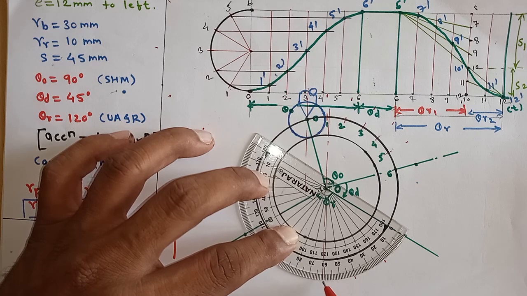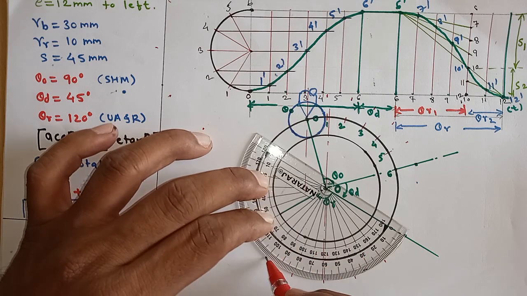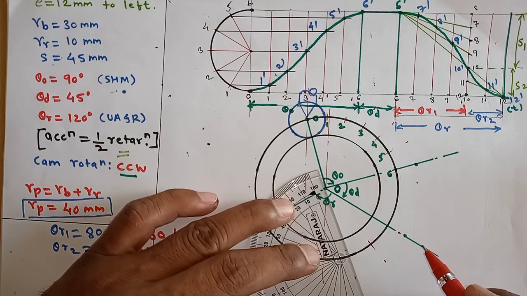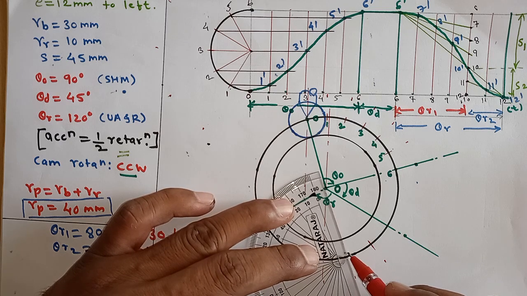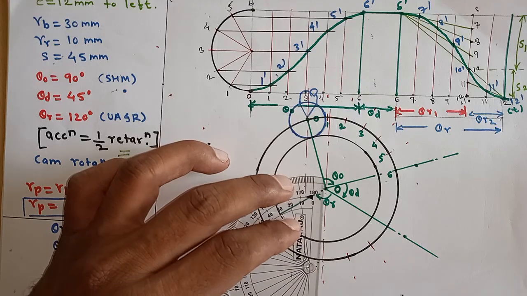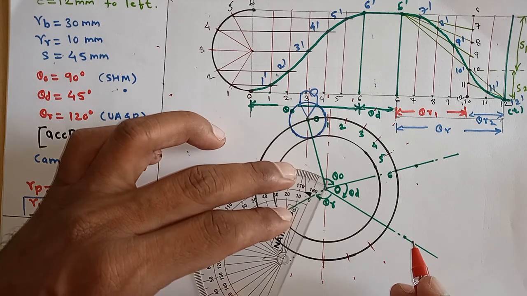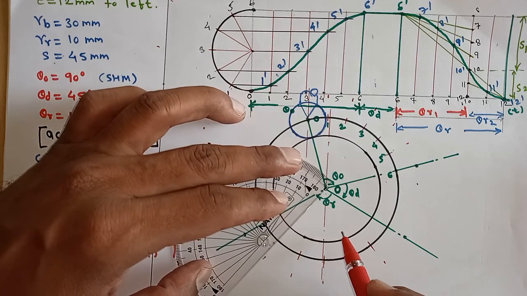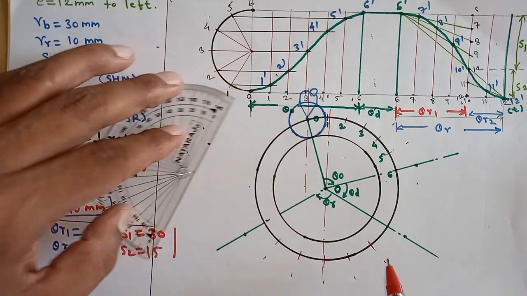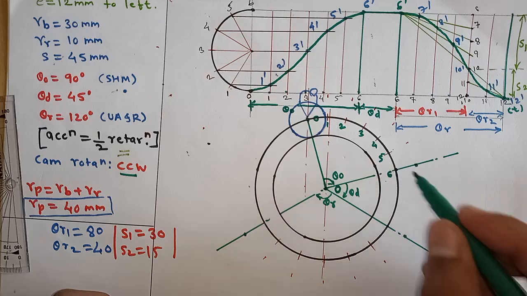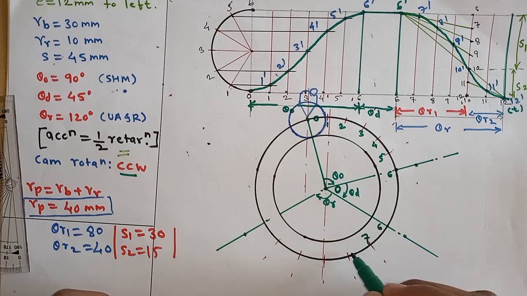First, second, 60, 80, 100 and 120. We'll mark these divisions on the prime circle. First, 2, this is 3, this is 4, 5 and 6. We'll number these divisions. So this is the start of dwell 6, end of dwell is also 6. Next division 7, 8, 9, 10, 11 and 12.